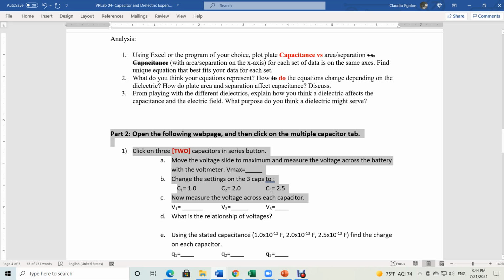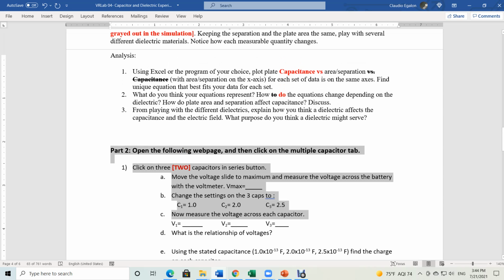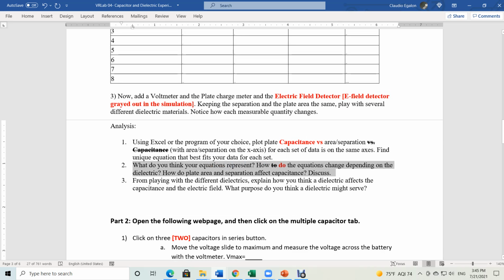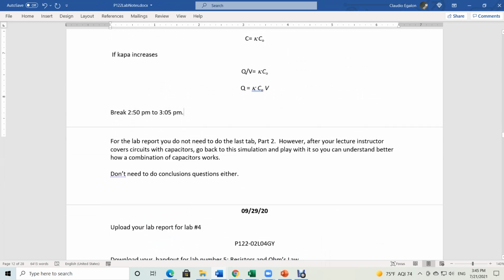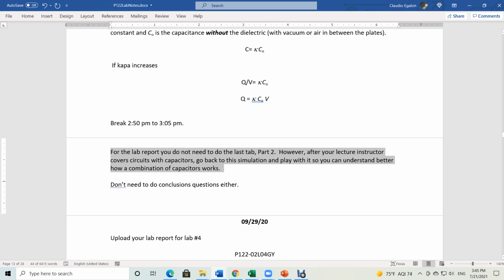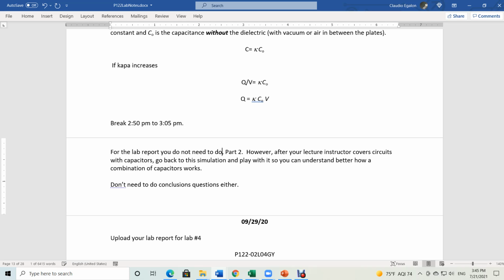Let me see. 3:44. We have half an hour to go. Any questions? Okay, so go ahead, do your lab report only for part 1. Here you go. For the lab report, you do not need to do the last part. You don't need to do part 2.